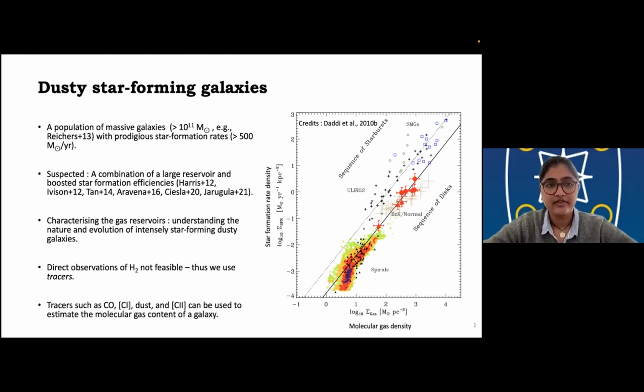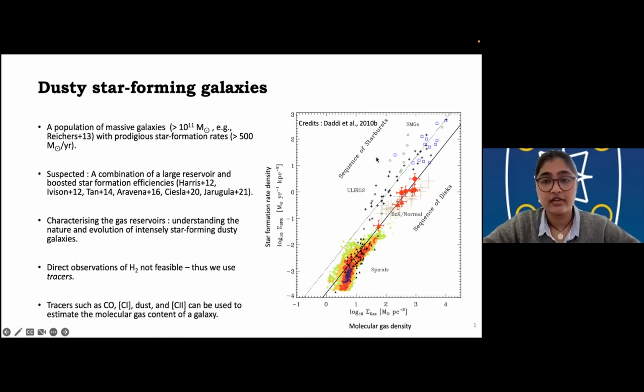In this work, we target a population of massive dusty star-forming galaxies with intense star formation rate greater than 500 solar masses a year. The plot on the right shows the star formation rate density as a function of molecular gas density. The black line shows that galaxies can increase their star formation rate by having a larger molecular gas density or a larger gas reservoir. But there's also another population of galaxies, shown in the black dotted line, where for the same amount of gas, you have a boost in star formation efficiency.